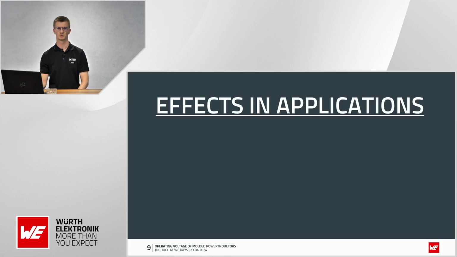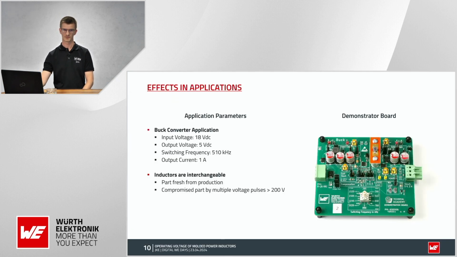Now we want to take a look at what effects this will have in our applications, especially looking at the dropped Q value. We have here an example application. This is a buck converter with an input voltage of 18 volts, output voltage 5 volts, switching at 510 kilohertz with an output current of 1 amp. We have used this board here on the right-hand side, and this small board on top. This is where we can interchange the inductors that we want to test.